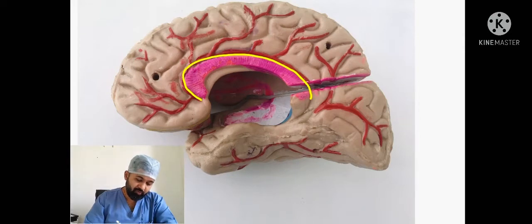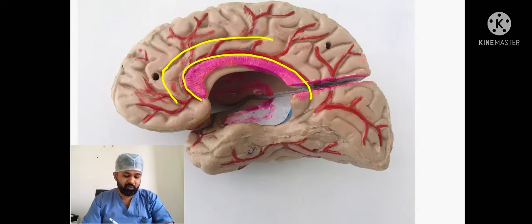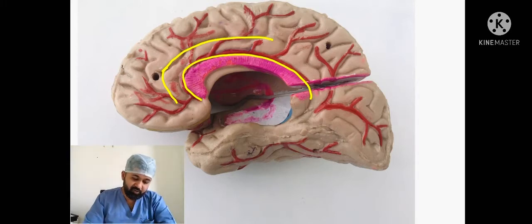Above the callosal sulcus, we have another sulcus which starts just in front of the rostrum. It goes parallel to the corpus callosum and goes up to the posterior part of the body. This sulcus is known as the cingulate sulcus, and the gyrus between the cingulate sulcus and the callosal sulcus is the cingulate gyrus. This is the cingulate gyrus. As you can see, this is a C-shaped gyrus which runs parallel to the corpus callosum.